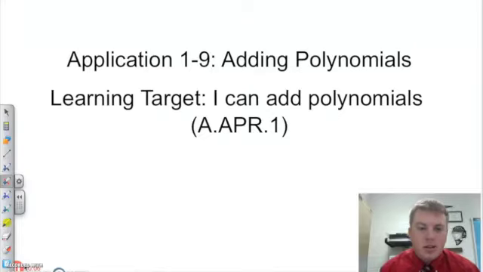Just to remind you, our learning target is I can add polynomials. So we're going to jump right into the application. We're going to look at problem number 1 on the application.